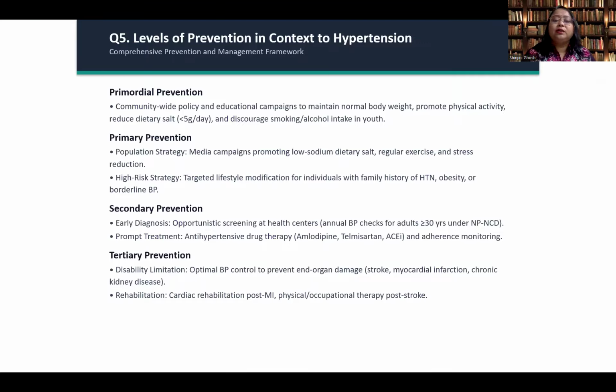Now, you can write telmisartan, then ACE inhibitors. You may write beta blockers, to be more specific. And tertiary prevention, also rehabilitation, that is cardiac rehabilitation post-MI, physical or occupational therapy post-stroke.